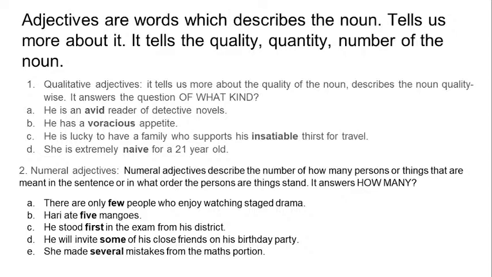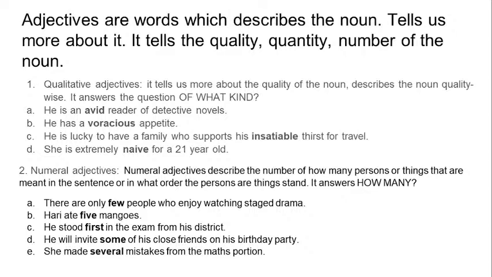Okay, so what kind of thirst is it? It tells you more about the quality of thirst and his enthusiasm for travel, that is insatiable. The next is, she is extremely naive for a 21-year-old. And what is the qualitative adjective over here?